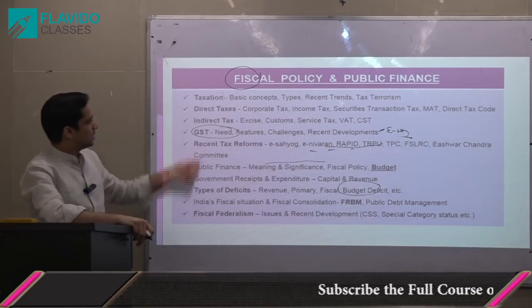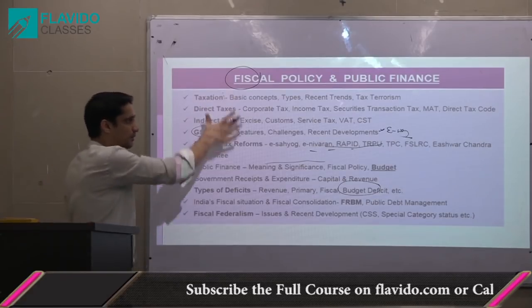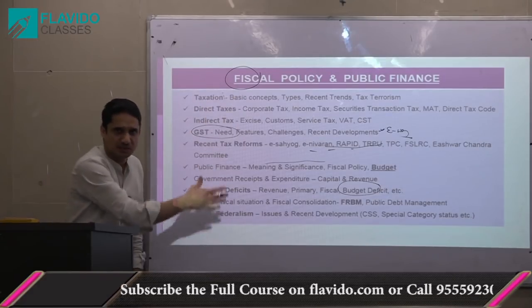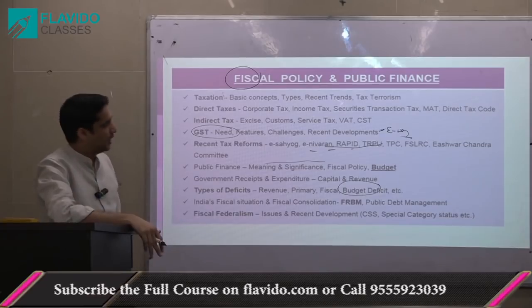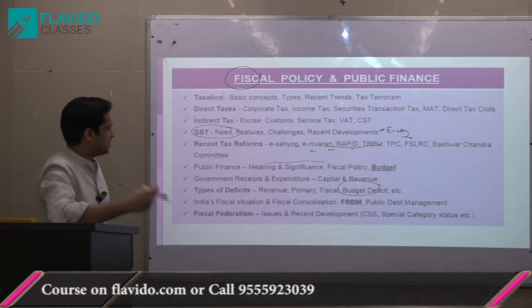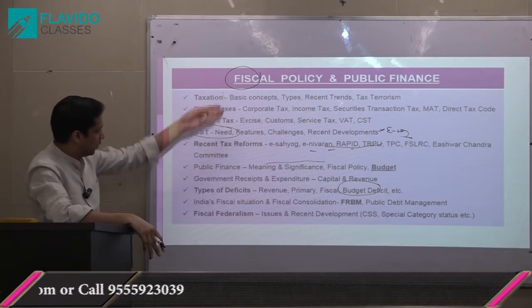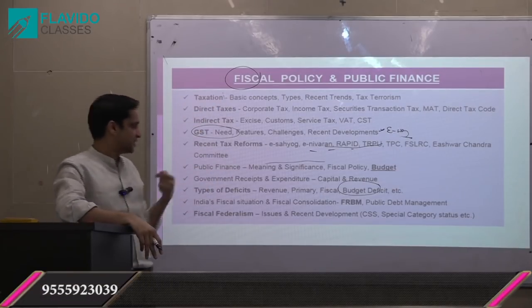Then we are going to cover the recent tax reforms being taken by the government, and all these things will be dovetailed with the economic survey, the budget, all this information you will get in these particular topics. E-Sayog, E-Nirvan, Rapid, TRPU, TPC, FSLRC. Then we have the public finance, the meaning and the significance. Then within the budget we have the types of the deficits and all.